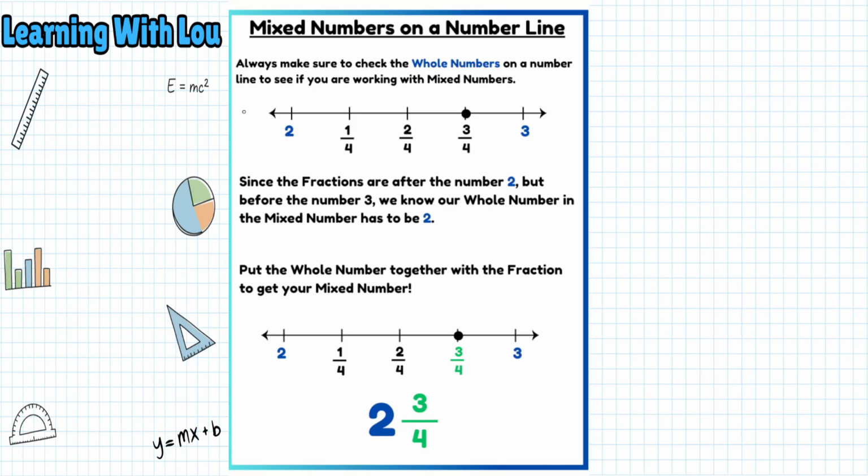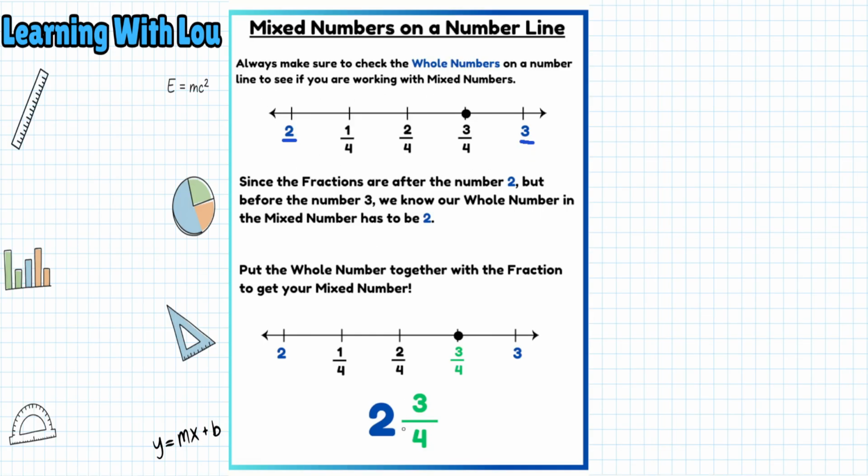You can also represent mixed numbers on a number line. You just really have to be sure that you check the whole numbers on a number line. Because normally, a fraction that's not a mixed number is usually just between 0 and 1 on a number line. But when you're dealing with mixed numbers, you have to check, what 2 whole numbers am I between?